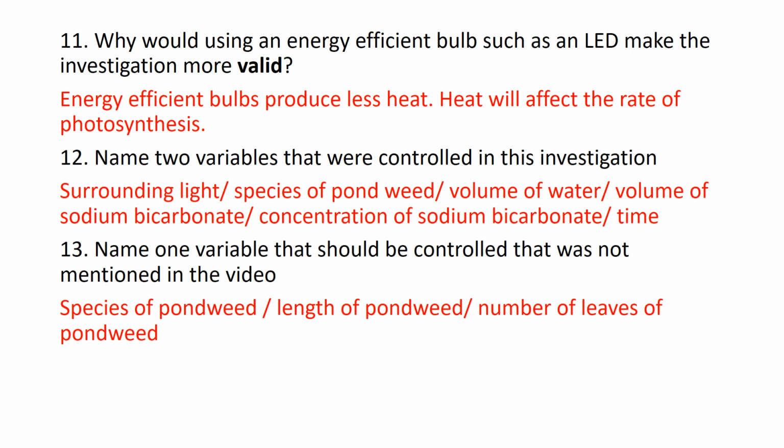And finally, probably the harder question, 13. Name 1 variable that should be controlled that was not mentioned in the video. So it wasn't mentioned about the species of pondweed. So if you did put the species of pondweed on this one, then that's great. The length of the pondweed, or you could say the number of leaves that the pondweed had, because all of those would affect the results. So very well done if you thought of one of those.